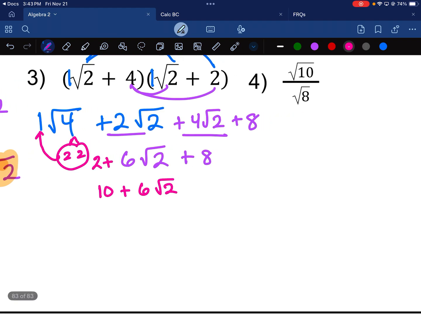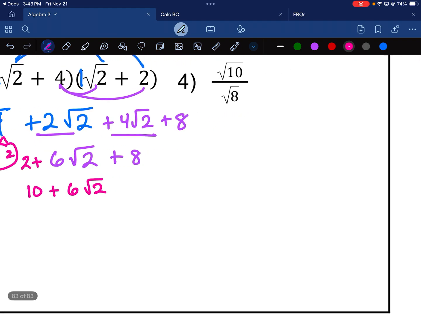Okay, last one we're doing is number 4, when you're dividing radicals. The first thing I want you to do is look inside your radicals. We're dividing a 10 by an 8. Think about that as a fraction. Is there anything you can divide away to simplify it? I know that a 10 and an 8 both have a 2 in common, so I'm going to divide 2 away to start. And that's going to give us radical 5 over radical 4.